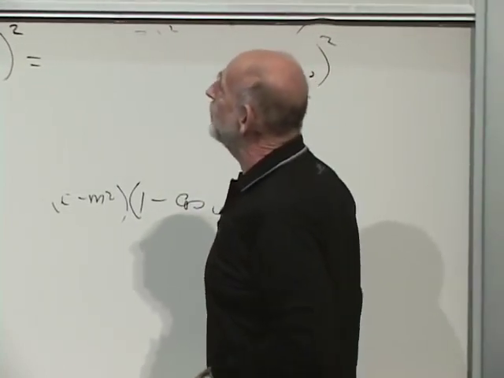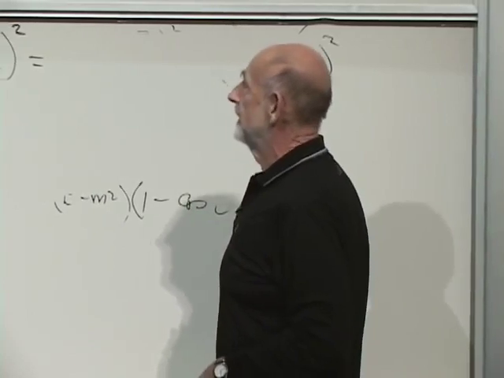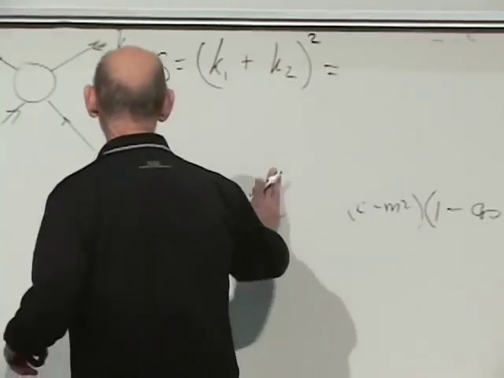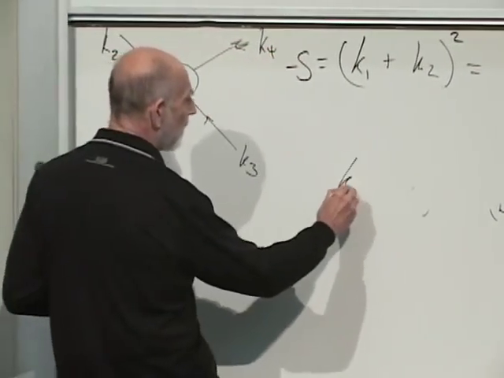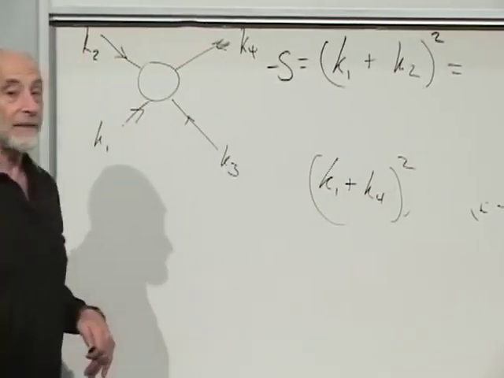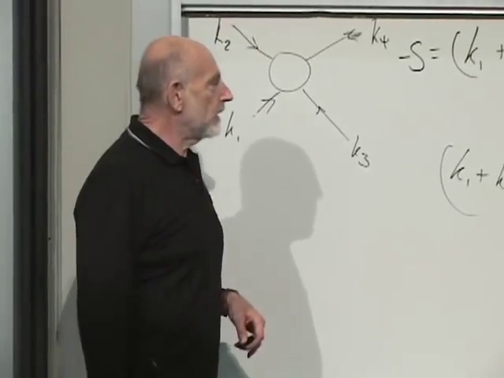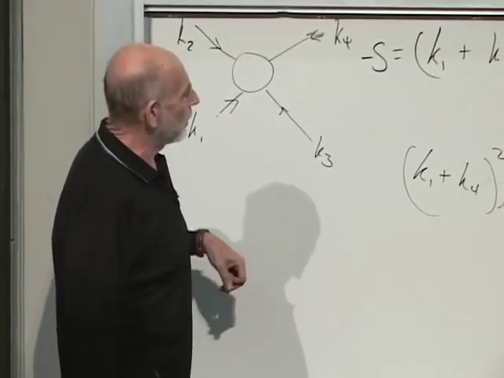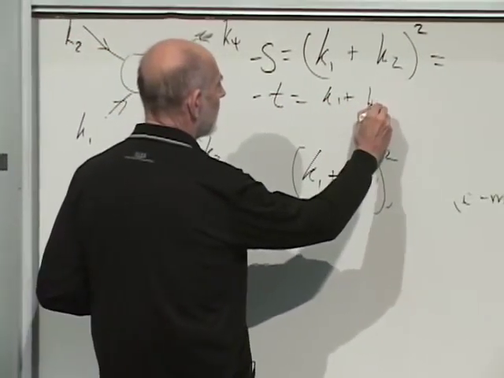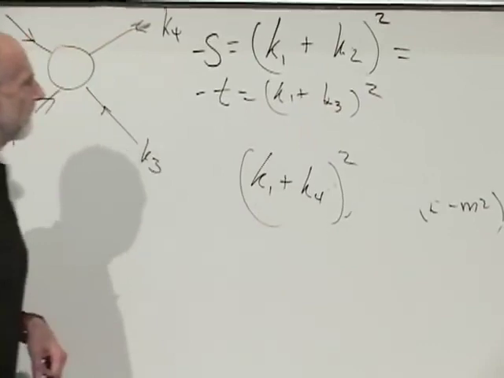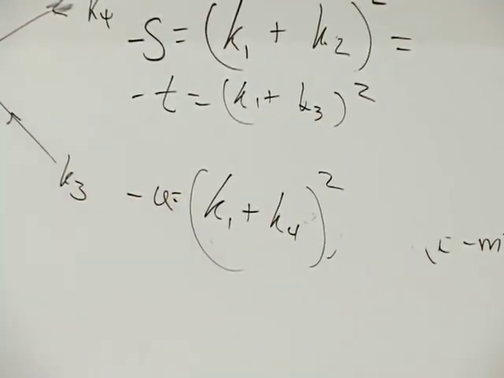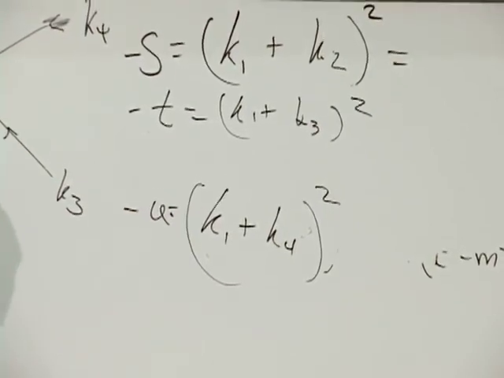We have K1 plus K2. We have K1 plus K3. K1 plus K4, right? That's another one. All right, so one more quantity is K1 plus K4 squared. What can that be? Well, if you were going to give it a name, what would you call it? Oh, minus T equals K1 plus K3 squared. U. Minus U equals that. These are the STU variables.